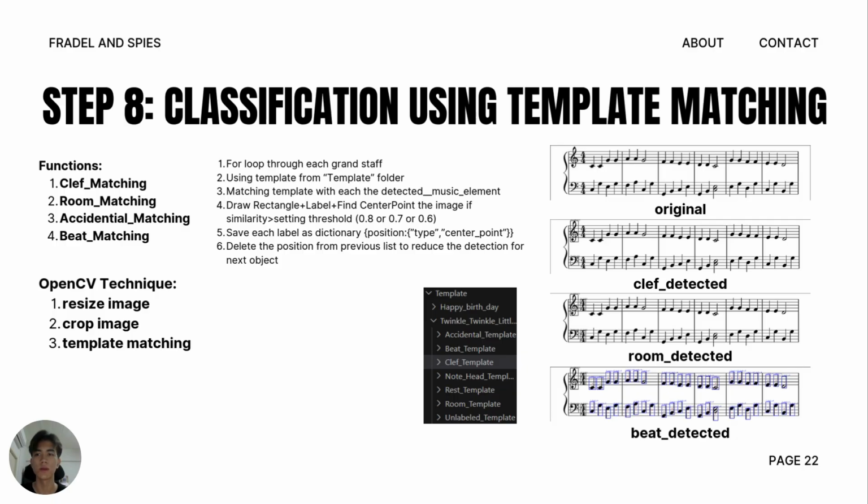We're using template matching to classify clef, rests, accidental key, and beat length. We detect from large to small templates to avoid mismatching from small images. Every object that gets detected will be removed from the object list to reduce runtime and to avoid duplicate matching. Functions that we use are clef matching, rest matching, accidental matching, and beats matching. And for OpenCV, we use resize image, crop image, and template matching.